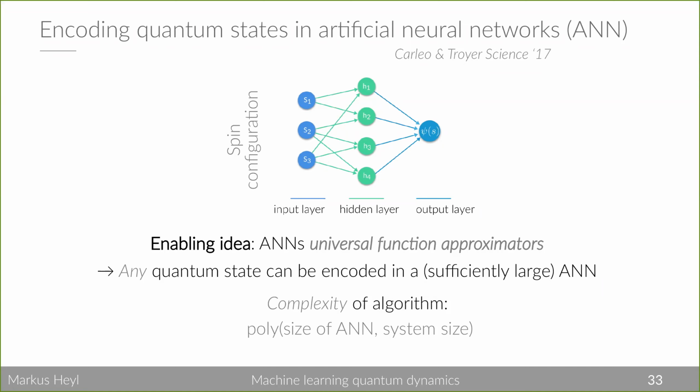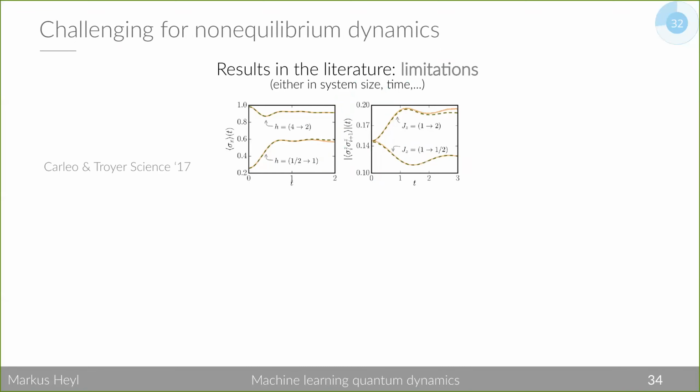Now, our initial belief was, okay, probably at some point you always need such a large neural net that in the end, things explode. But it turns out not to be the problem. The problem is something else. And when you look carefully already in the initial paper, you observe that there are always some limitations in terms of either system size or time that you can reach with this approach.